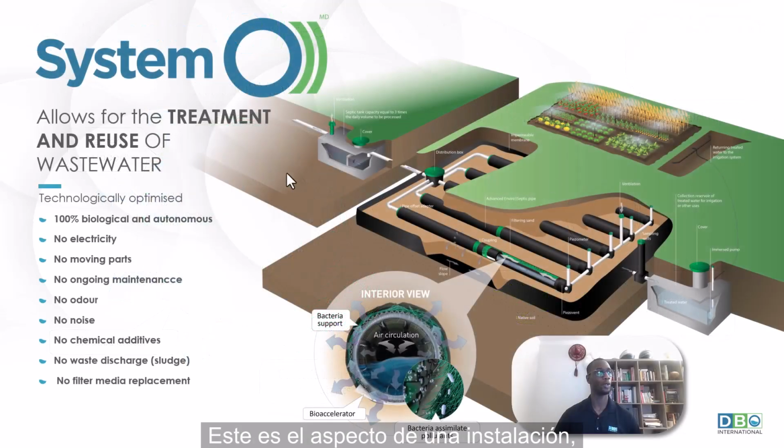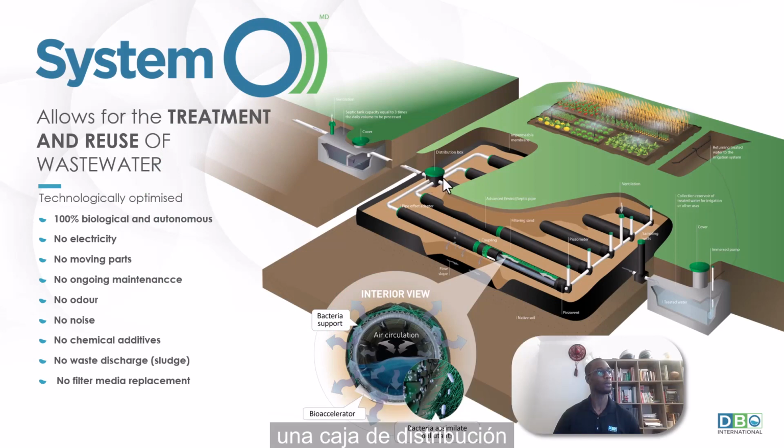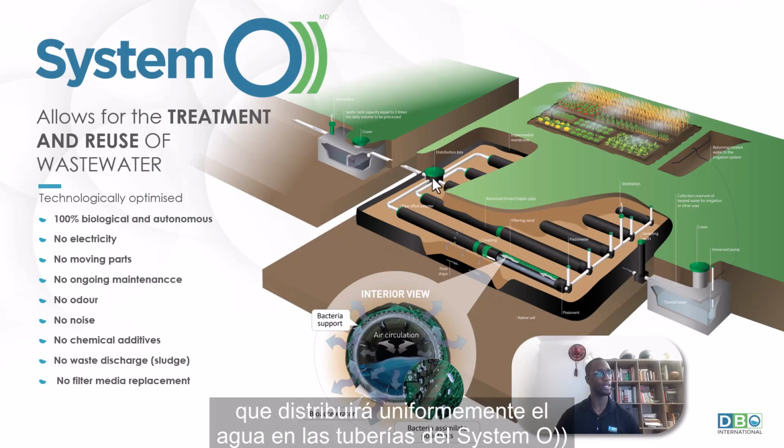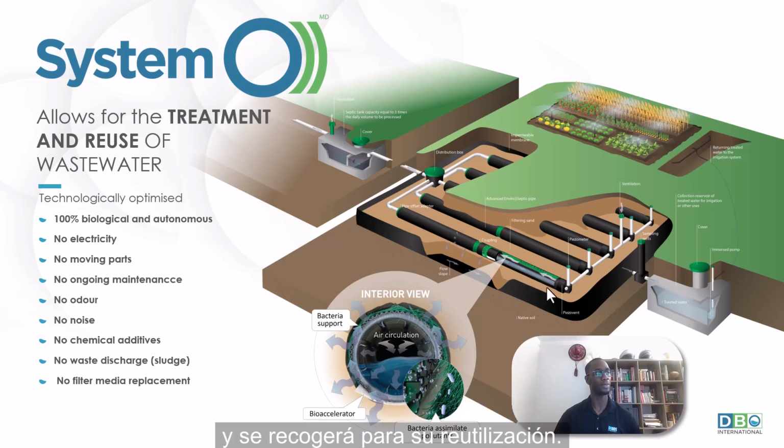This is what a System O looks like. Once the water leaves the buildings or the houses, it gets into a septic tank. From that septic tank, the water is going to flow through a distribution box that is going to evenly distribute the water between the different rows of System O. Inside of the pipes, the water is going to be treated, and after that, the water will go through the pipe, through the system sand, and then get collected and be available for reuse.